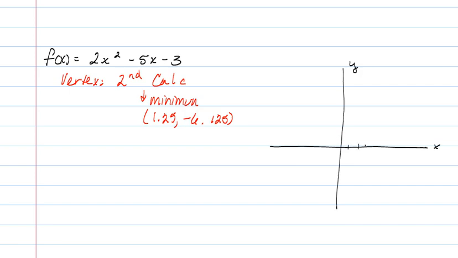So let's just get a point there. So 1.25, negative 6.125. We'll say there is our vertex.